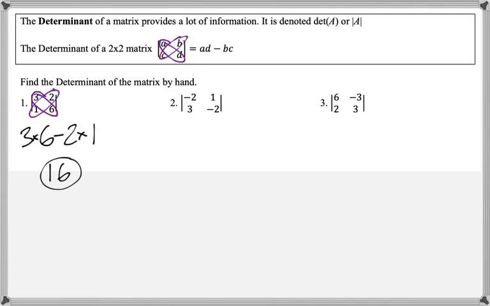Number 2, we're going to take negative 2 times negative 2 and subtract 1 times 3, and that will give you 1.